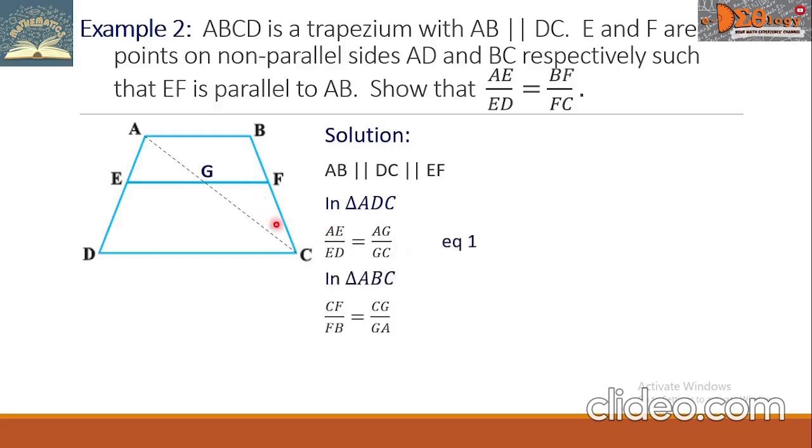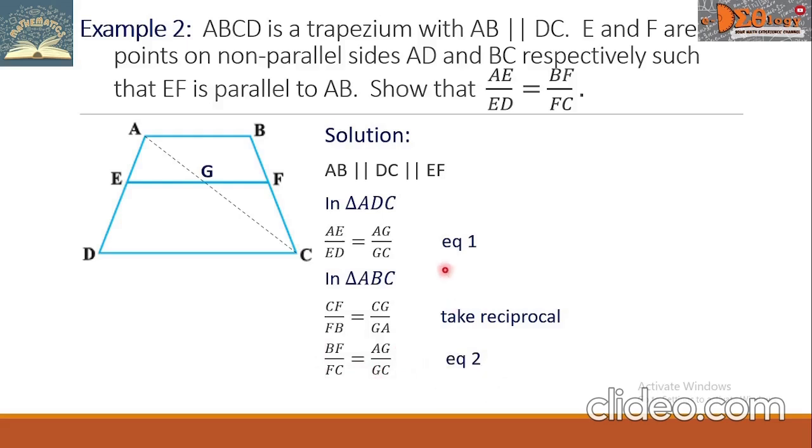We have another triangle, the triangle ABC. So we can write, based on the theorem, CF over FB equals CG over GA. Let us take the reciprocal and let us rearrange. So this becomes BF over FC equals AG over GC. Let this be our equation 2.